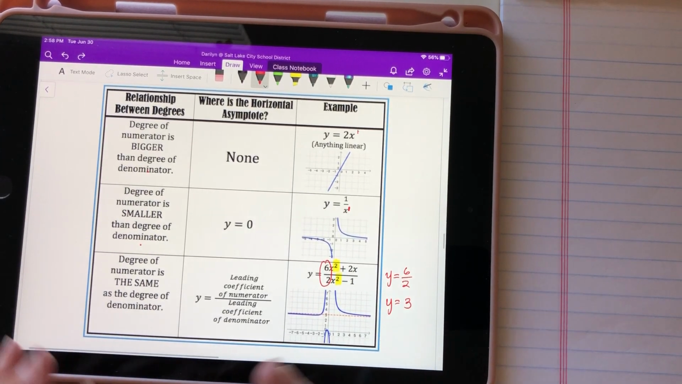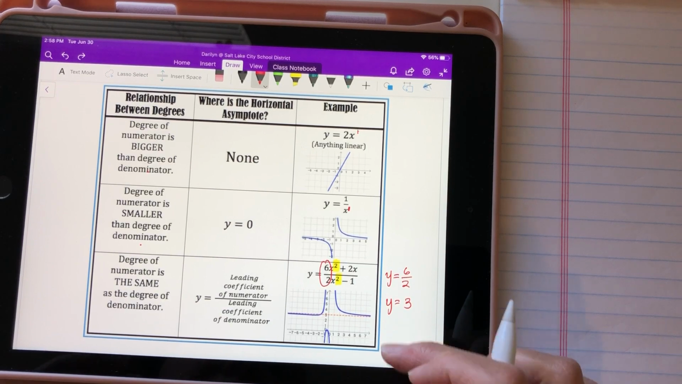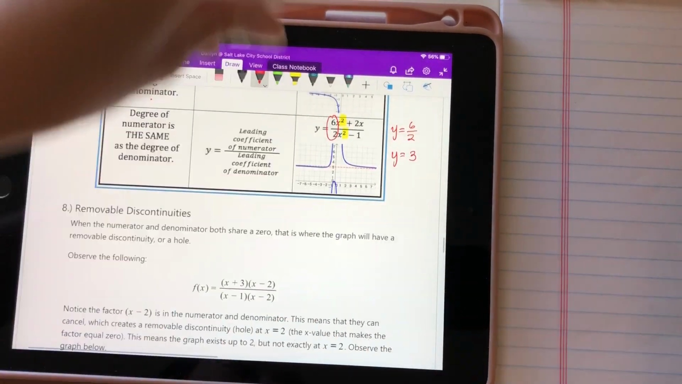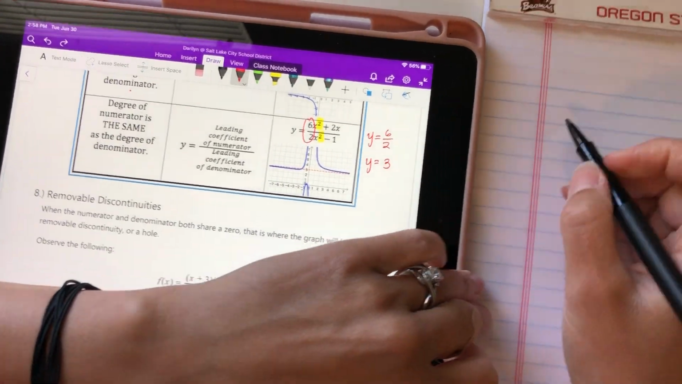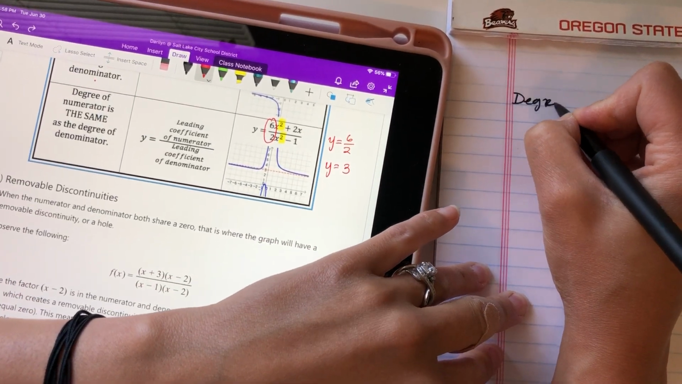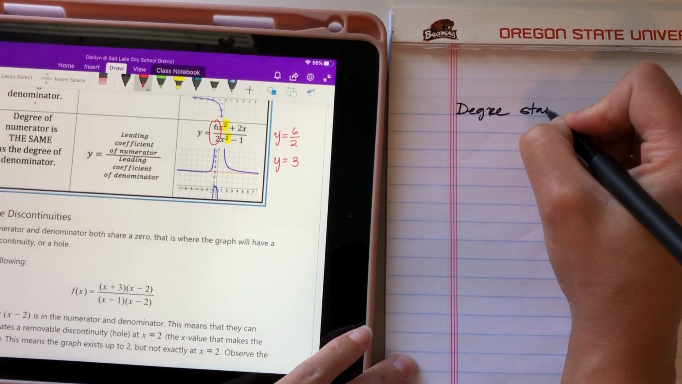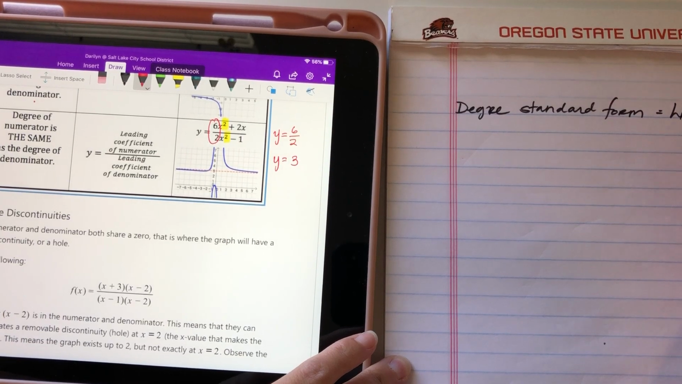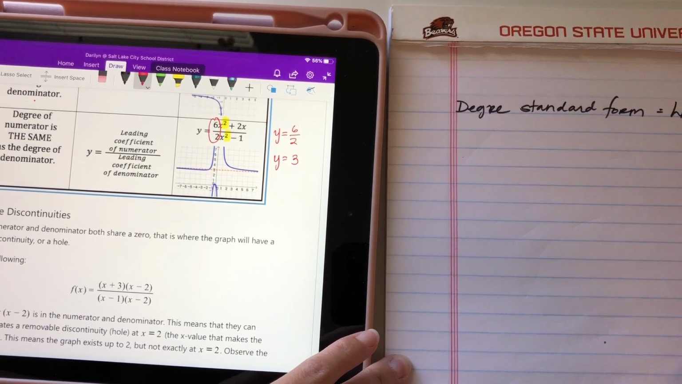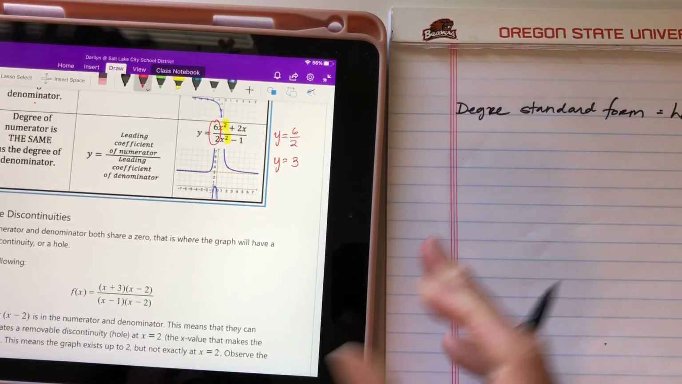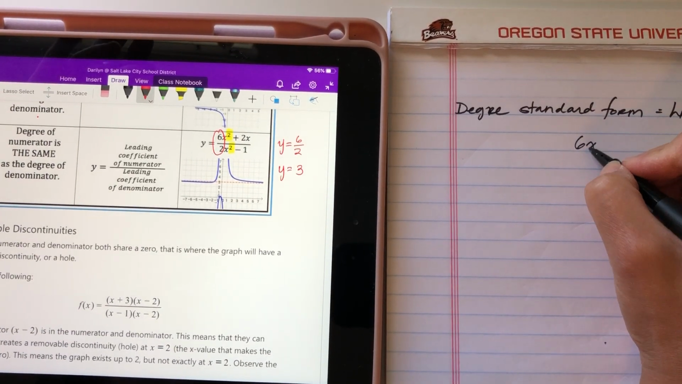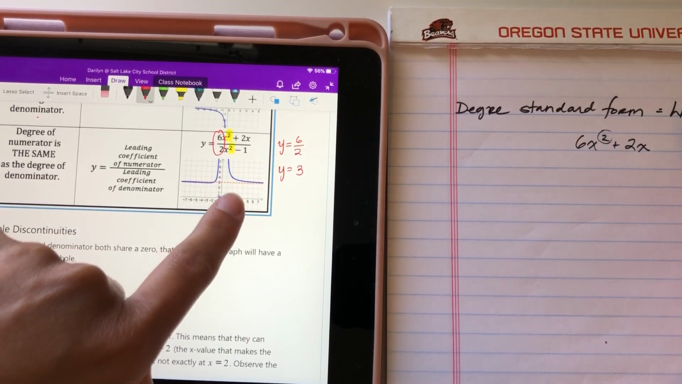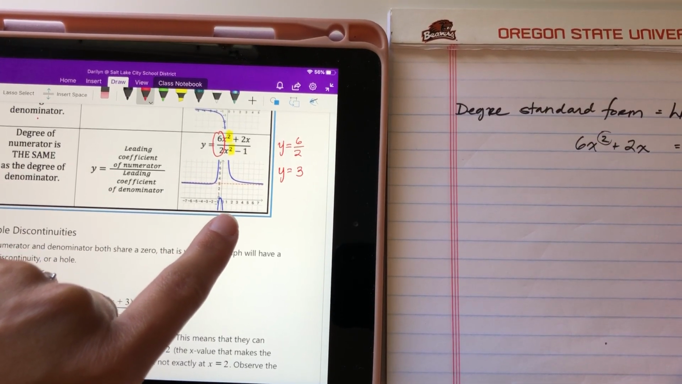So you're probably wondering, well, cool, but how do I figure out the degree? Now, if we remember, degree is different if it's in standard form or if it's in factored form. So the degree, if it's in standard form, is the highest exponent. And standard form is where it's like 2x squared plus 7x. So like 6x squared plus 2x, this one we just did. That's standard form. This would be degree of 2.